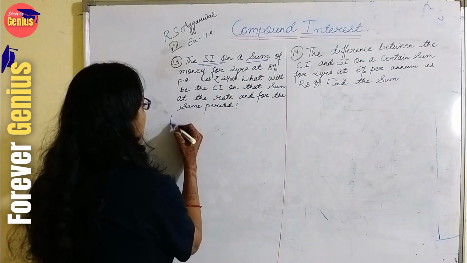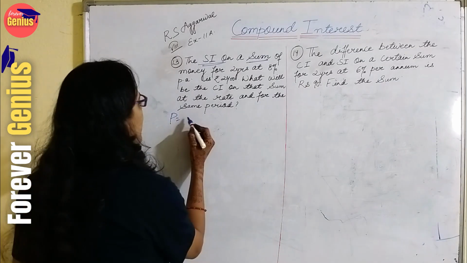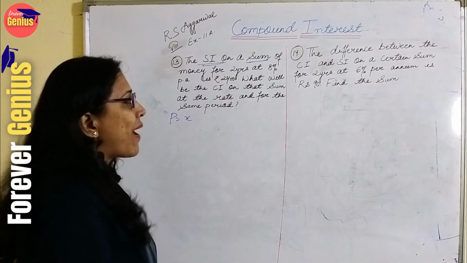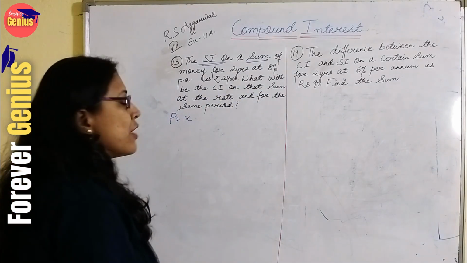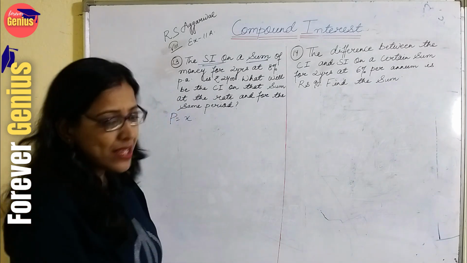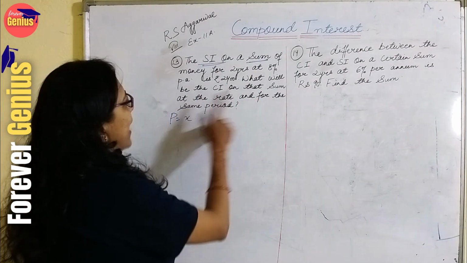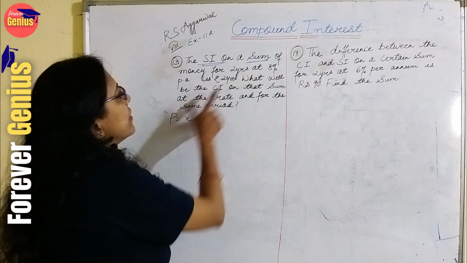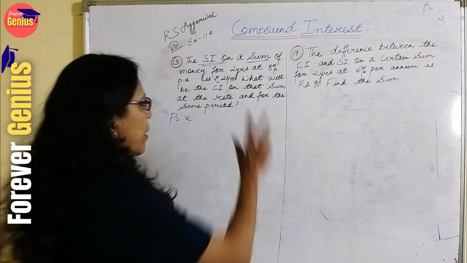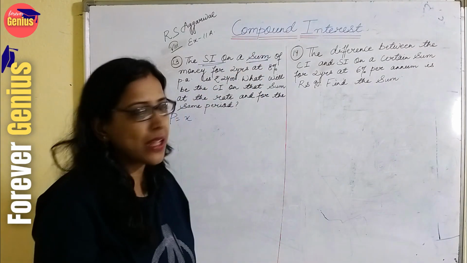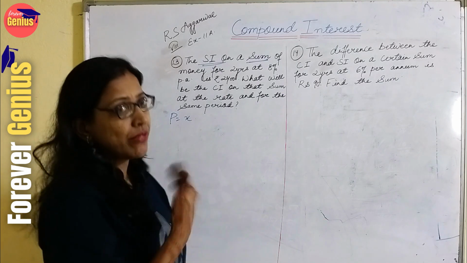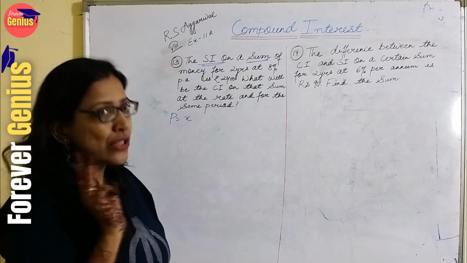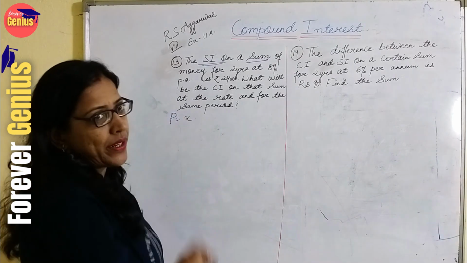Yes, sum means principal. Principal is missing. Let's take it as X. So, what will be the compound interest on the sum at the rate for the same period? For the same period means I have to calculate the compound interest where the rate and time are the same, but principal is missing and amount is also missing. We have to calculate amount, principal and compound interest. So these are the 3 things which we have to calculate in this question.